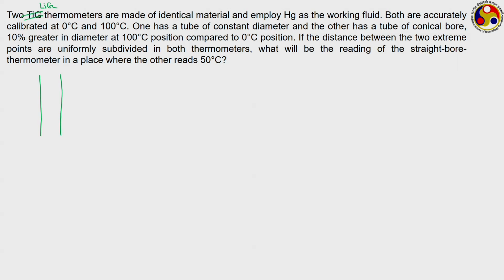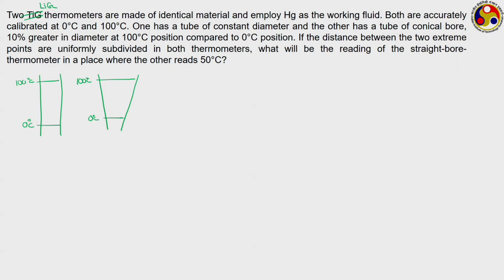one thermometer has a constant diameter. Let us say this is the 0 degree Celsius portion and this is the 100 degree Celsius portion, both accurately identified on this thermometer. And the other thermometer has a conical kind of shape, where again this is the 0 degree Celsius position, this is the 100 degree Celsius position and these two are also correct positions, but the area in the second thermometer keeps on changing as the temperature reading increases.